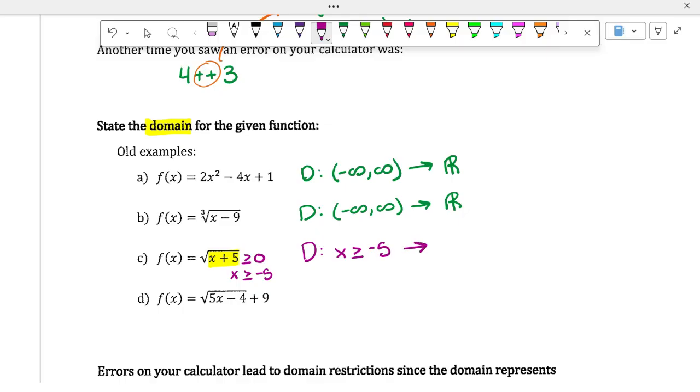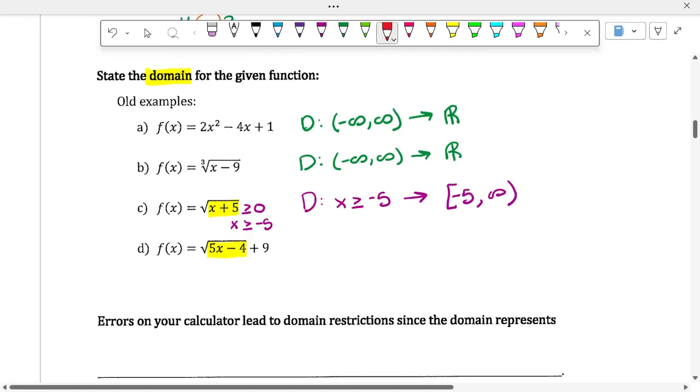How do you say it in interval notation? So if x has to be greater than or equal to -5, that means -5 is my highest or lowest number? Lowest. So it's going to come first, and it's equal to, so we use a bracket, and where will it go to? Infinity. So that's how you get the domain, guys. You take what's under the radical, set it greater than or equal to 0, and solve for x. So we're going to do the same thing for d.